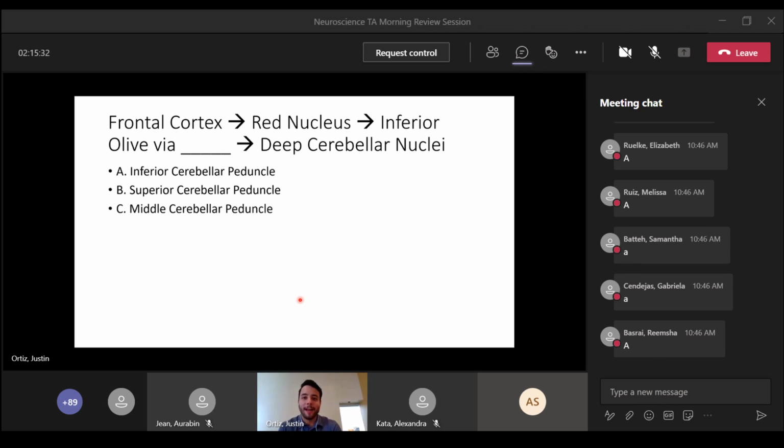Again, I know it's a lot of pathways, right? So as long as you break them down into their components, like I've been trying to do, you'll be able to get them down. Okay, I'll give you a few more seconds.